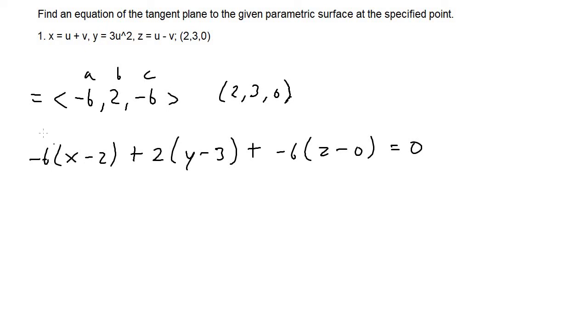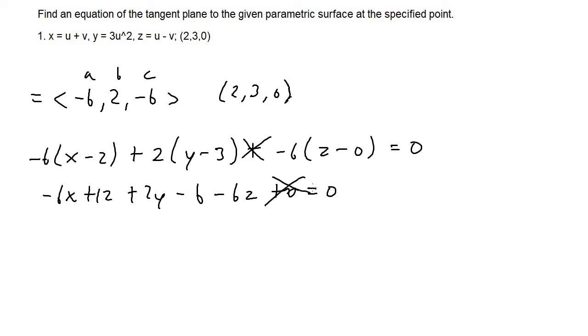If I distribute over the negative 6, we'll get negative 6x plus 12, and then plus 2y minus 6, and then I can get rid of the plus because we have a negative here, so minus 6z, and then plus 0. That's going to equal 0. I can get rid of that 0. 12 minus 6 is 6. If I subtract that to the other side, we'll get negative 6x plus 2y minus 6z equals negative 6.